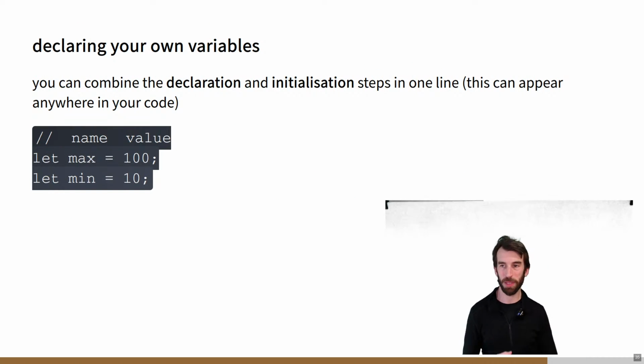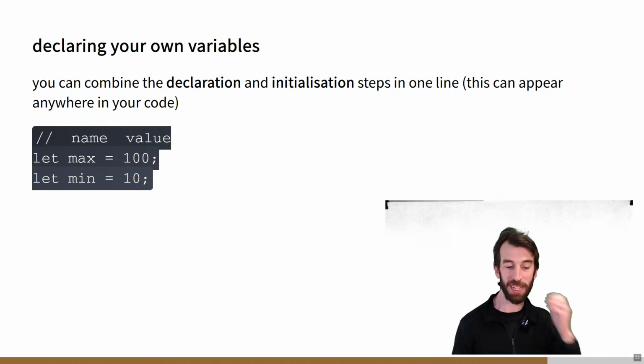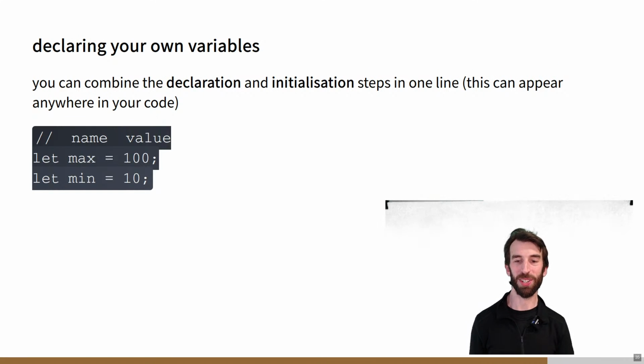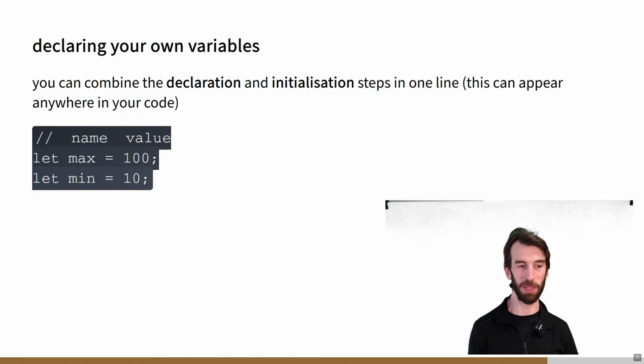Declaring your own variables. We'll do a bit of this in a minute. You can combine the declaration and initialization steps in one line. This can appear anywhere in your code. Let max equals 100, let min equals 10. If you're used to the mathsy way of representing numbers, you might think let x equal 100, let y equals 30. So this is a neat way of doing it. You can read it off the page as if you're reading a little bit of maths. If you haven't done maths, then you can think of it anyway: let max be a variable and let its value be 100.